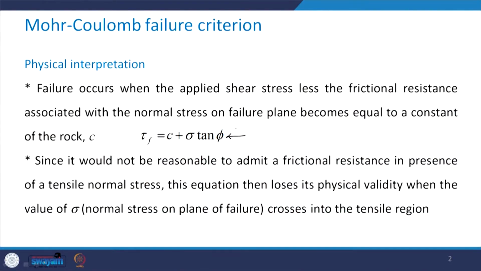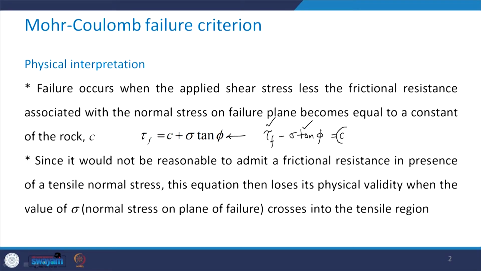So, in order to have the physical interpretation related to the Mohr Coulomb failure criterion, we saw that this is the equation, and the failure will occur when this quantity tau f minus sigma tan phi is equal to C. This means that failure occurs when the applied shear stress less the frictional resistance associated with the normal stress on the failure plane becomes equal to the constant of the rock, which is C.